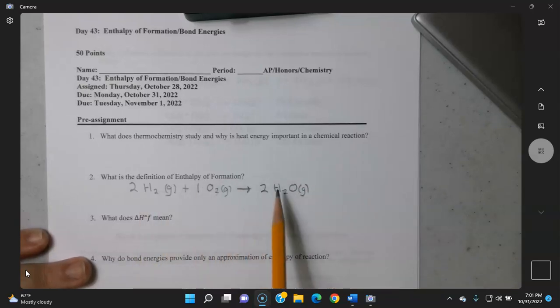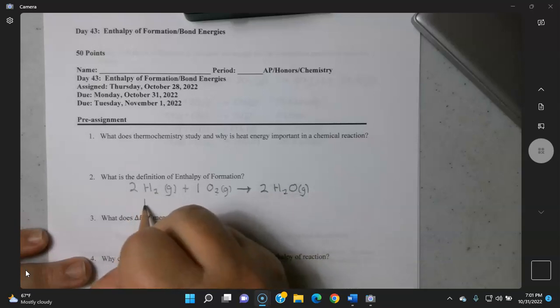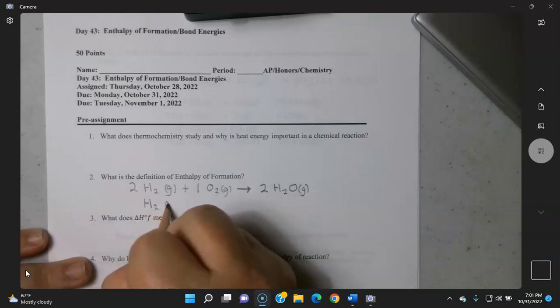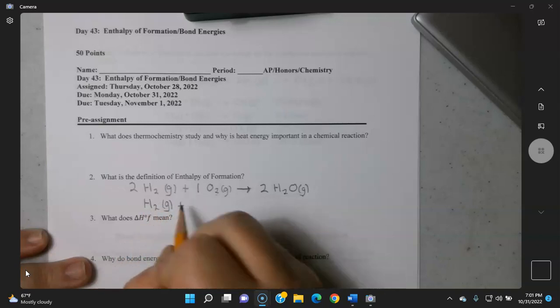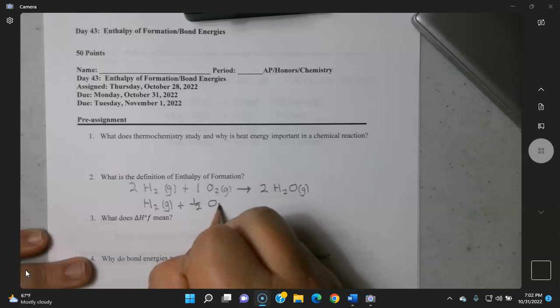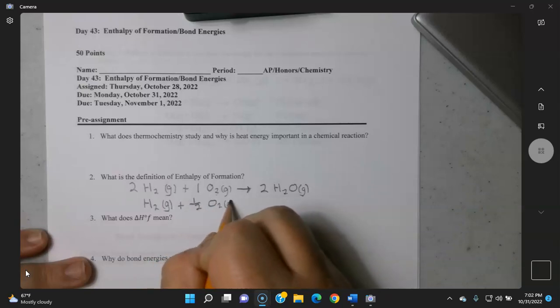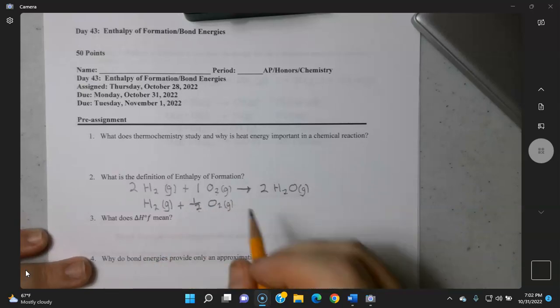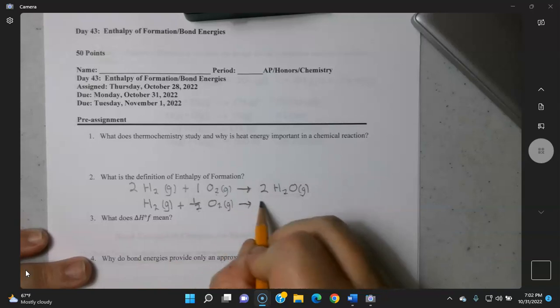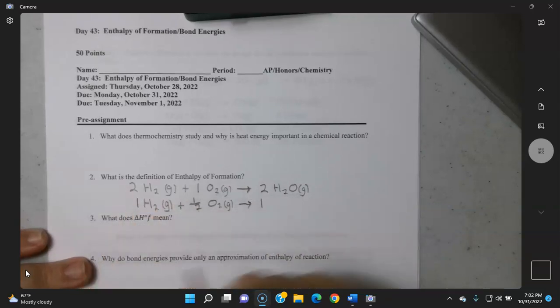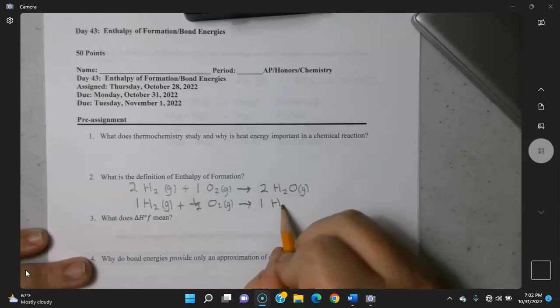That's a balanced reaction, but it's for 2 moles. The definition of enthalpy of formation, it can only be 1 mole. So we have to cut everything in half. So it becomes H2. And here's where you get the fraction coefficient, 1/2 O2. It's the only place in chemistry where you'll see a fraction as a coefficient. And that's going to give you 1 mole, we should put a 1 mole here, of H2O.